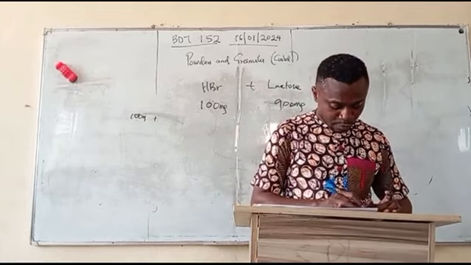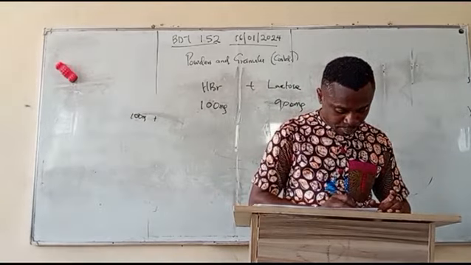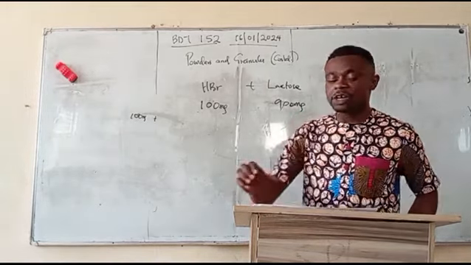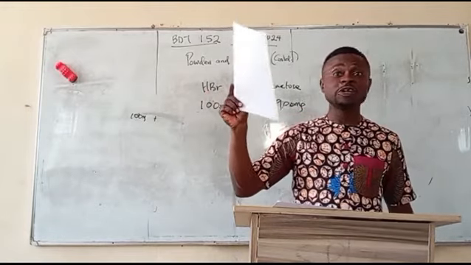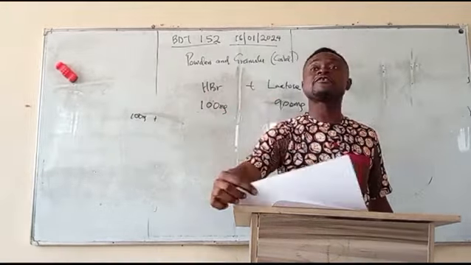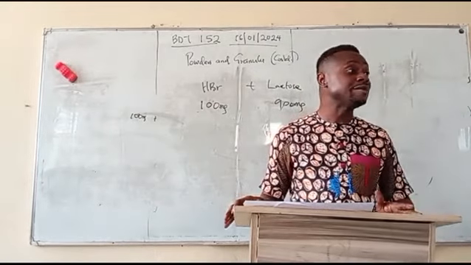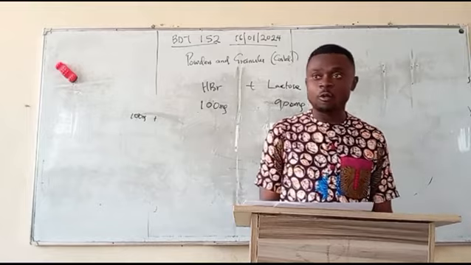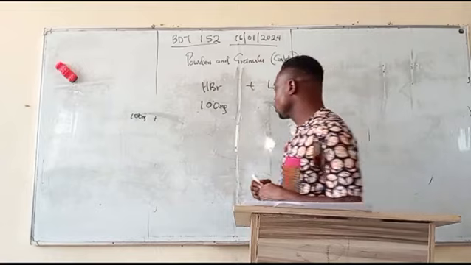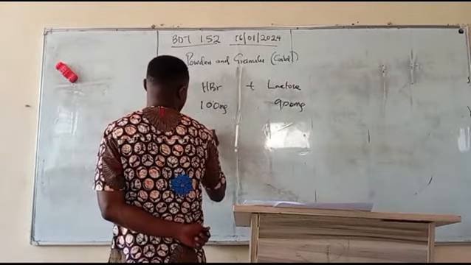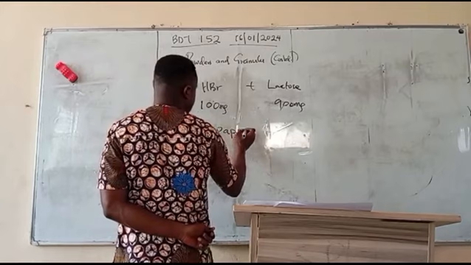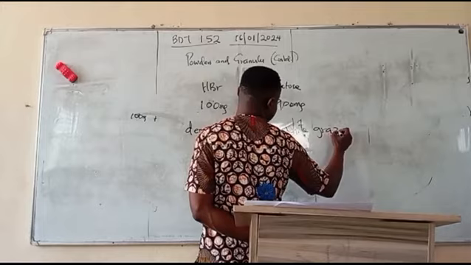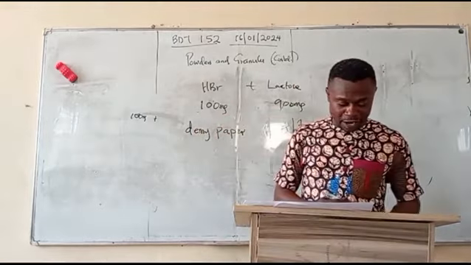Now, ideally, the type of paper is not this thing. Even though I'll use this to describe it, it's not this thing. The type of paper for this is called demi paper. It's a white glazed paper called demi paper, or demi. It's white in color.